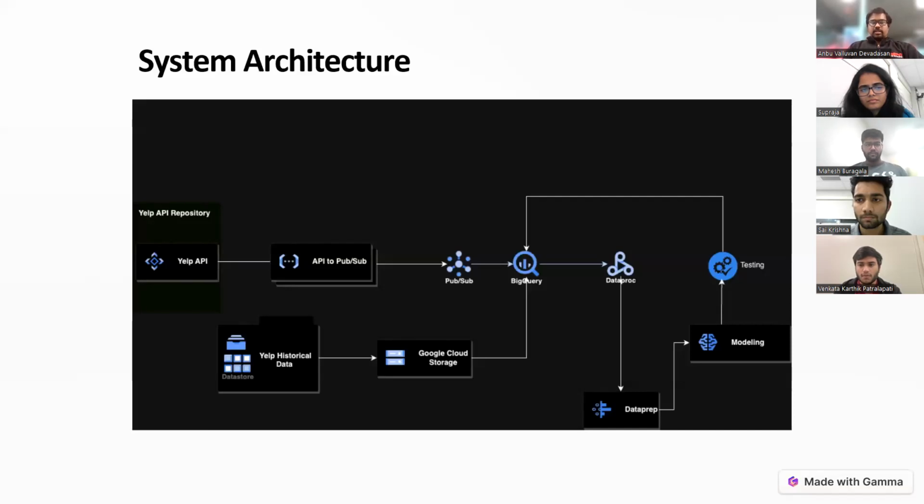This is our system architecture where we have extracted live data from the Yelp API and pushed it into PubSub, and from PubSub we pushed it into BigQuery. Simultaneously, we also took the Yelp historical data, which is a huge data set that covers the volume aspect of big data, and uploaded it into Google Cloud Storage.